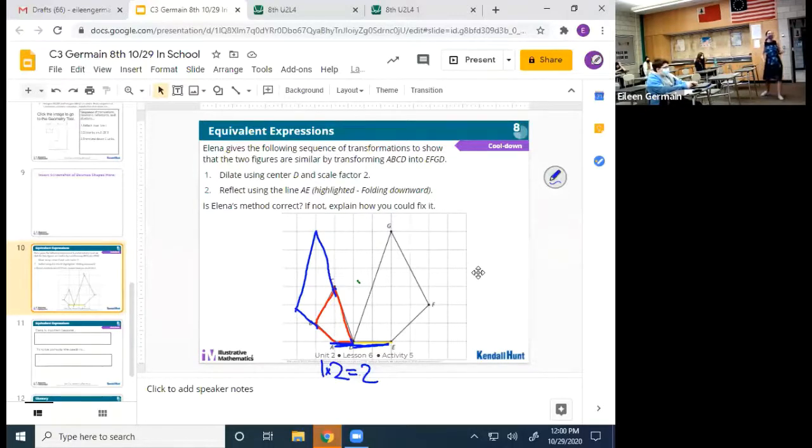Good. So then it says reflect it using line EH. This bottom one, is that the line that we would reflect over? Where would we reflect? Would we reflect it horizontally, up and down? Yeah. Or would we reflect it vertically, left to right? Vertically. We would reflect it vertically. The reflection that she chose is incorrect because we're not going in the right direction. Okay? It said reflect it up and down, but we should really be reflecting it vertically or side to side.